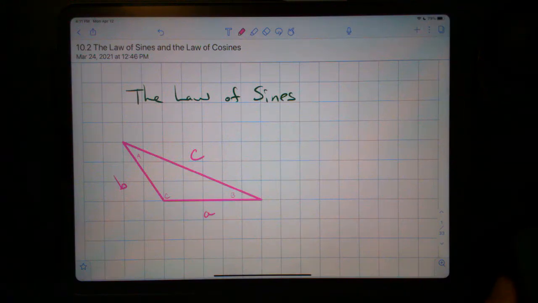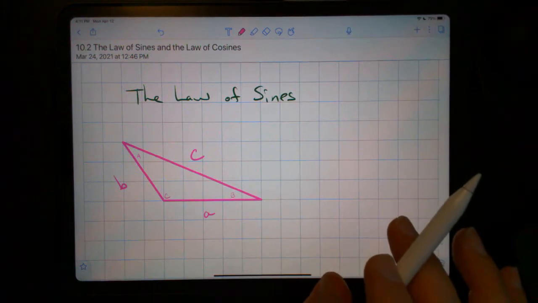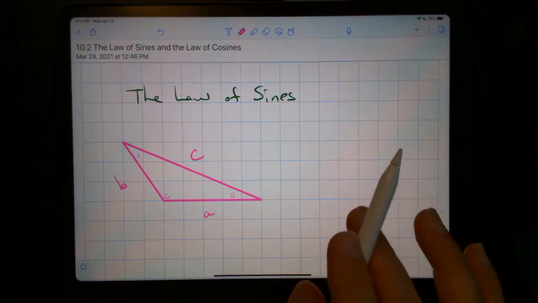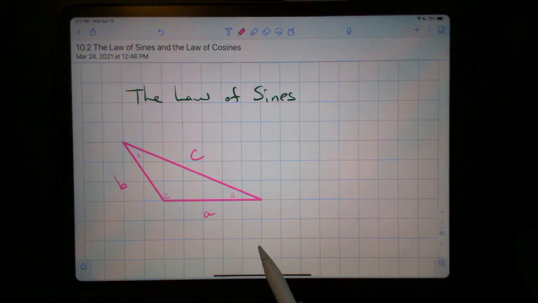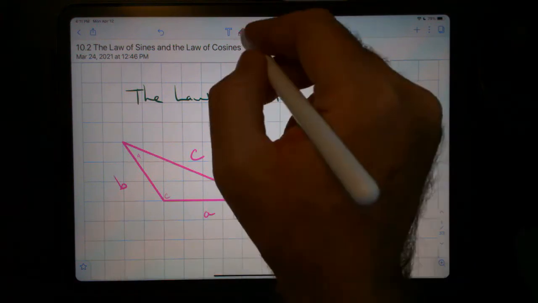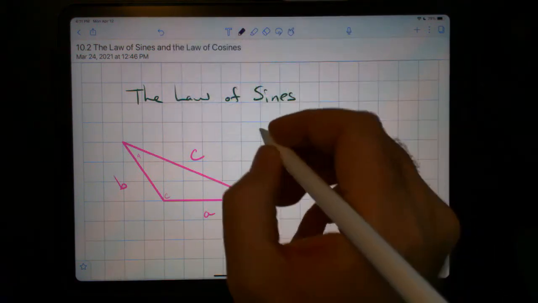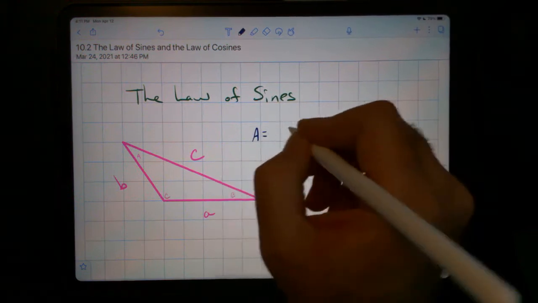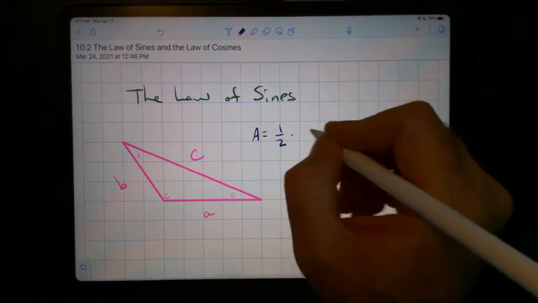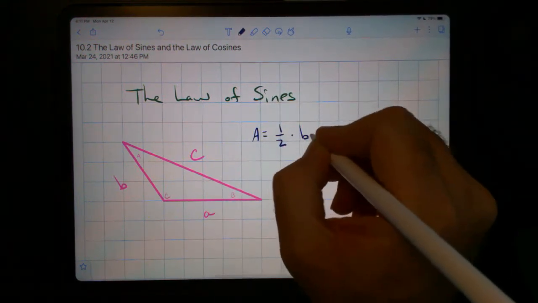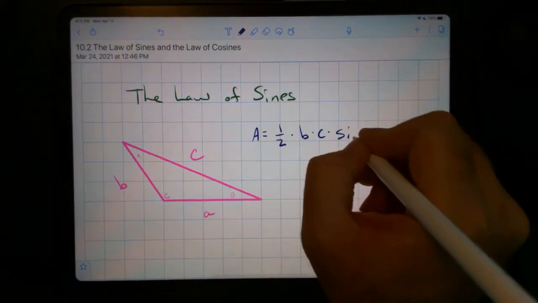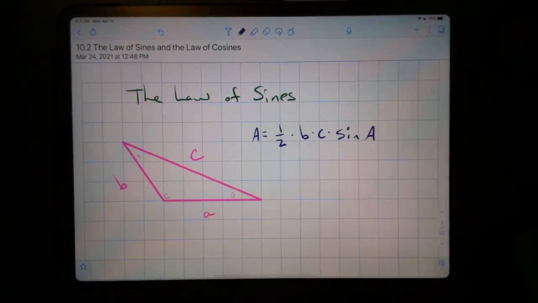Hello. Here I will talk about the law of sines and the law of cosines. So the law of sines, say we have a triangle. The area of the triangle is equal to 1/2 times b times c times sine of A.